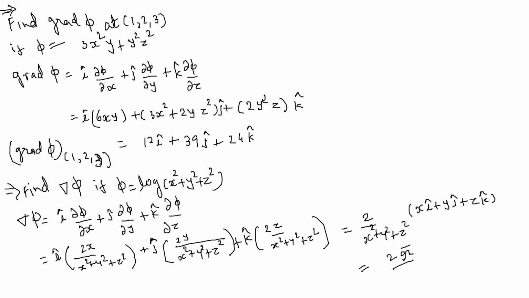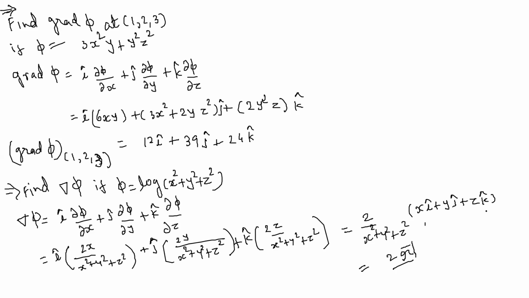And what is x square plus y square plus z square? No. Mod R is R, this bar. xi plus yj plus zk is your vector R. But what will be x square plus y square plus z square? Mod R. Mod R means under root x square plus y square plus z square.